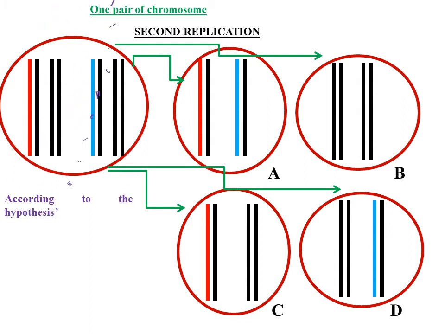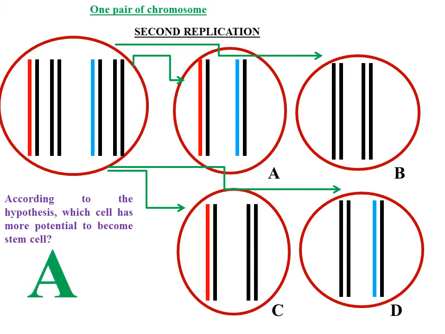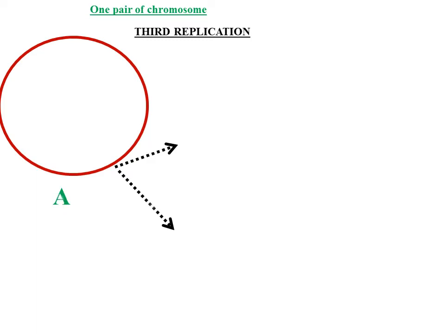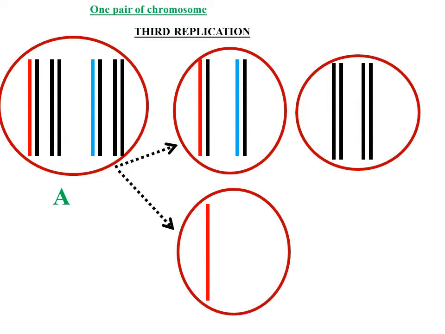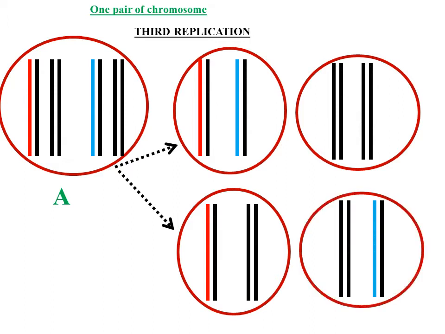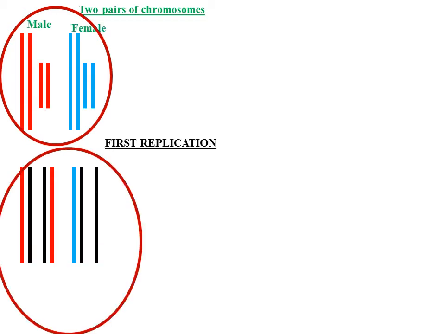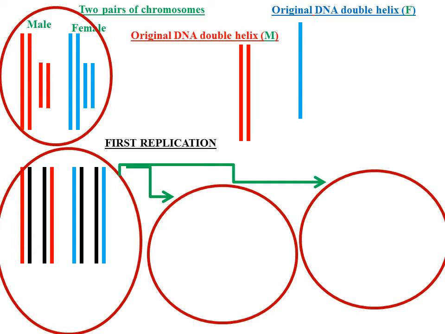According to my hypothesis, which cell has more potential to become a stem cell? In the coming slides I will make it a little bit more difficult by using two pairs of chromosomes. The possibilities of chromosome distribution into the two daughter cells.